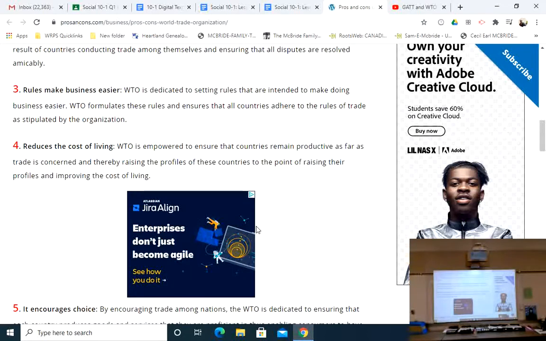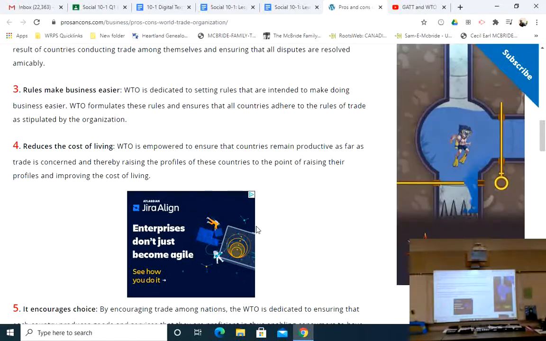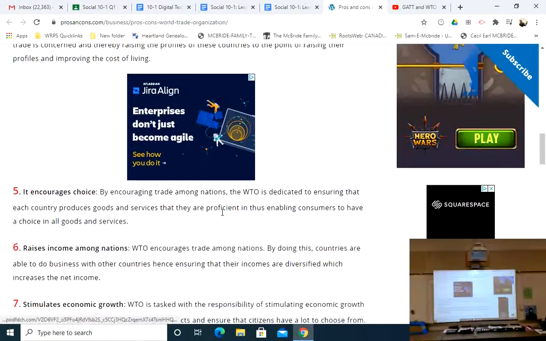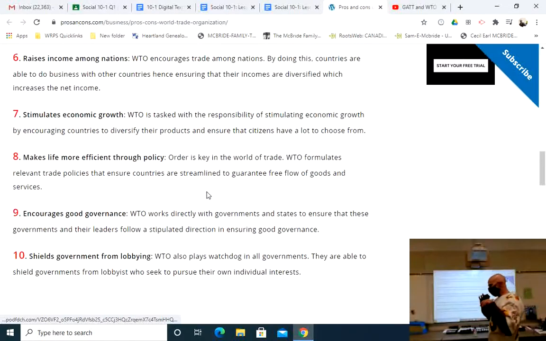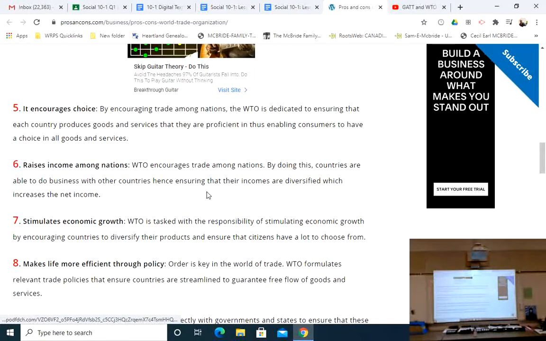It reduces the cost of living. The WTO is empowered to ensure that countries remain productive as far as trade is concerned. So as the WTO is attempting to make sure that everyone is productive, it's driving down consumer costs. And it encourages choice, because what it's really doing is opening borders up to trade. What is the WTO really doing? It's globalizing, right? It's providing the arena and the rules for economic globalization. So one of the benefits is that it encourages choice.